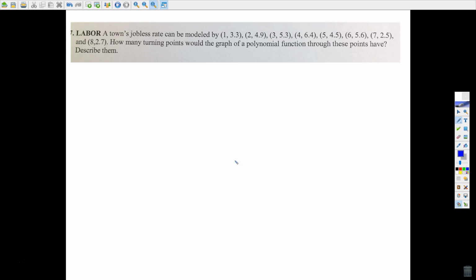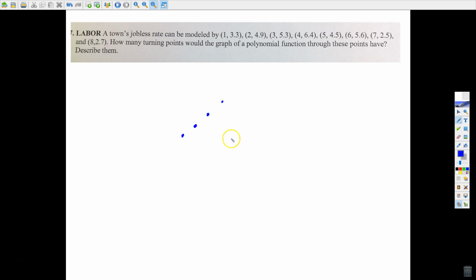Okay, this is my last one, same sheet. We have this jobless rate modeled by these ordered pairs. It doesn't have to be anything fancy, but start with this one. Let's just say that's 1, 3.3. 2, 4.9 would have to be a little higher. 3, 5.3, a little higher than that. 4, 6.4, a little higher than that.